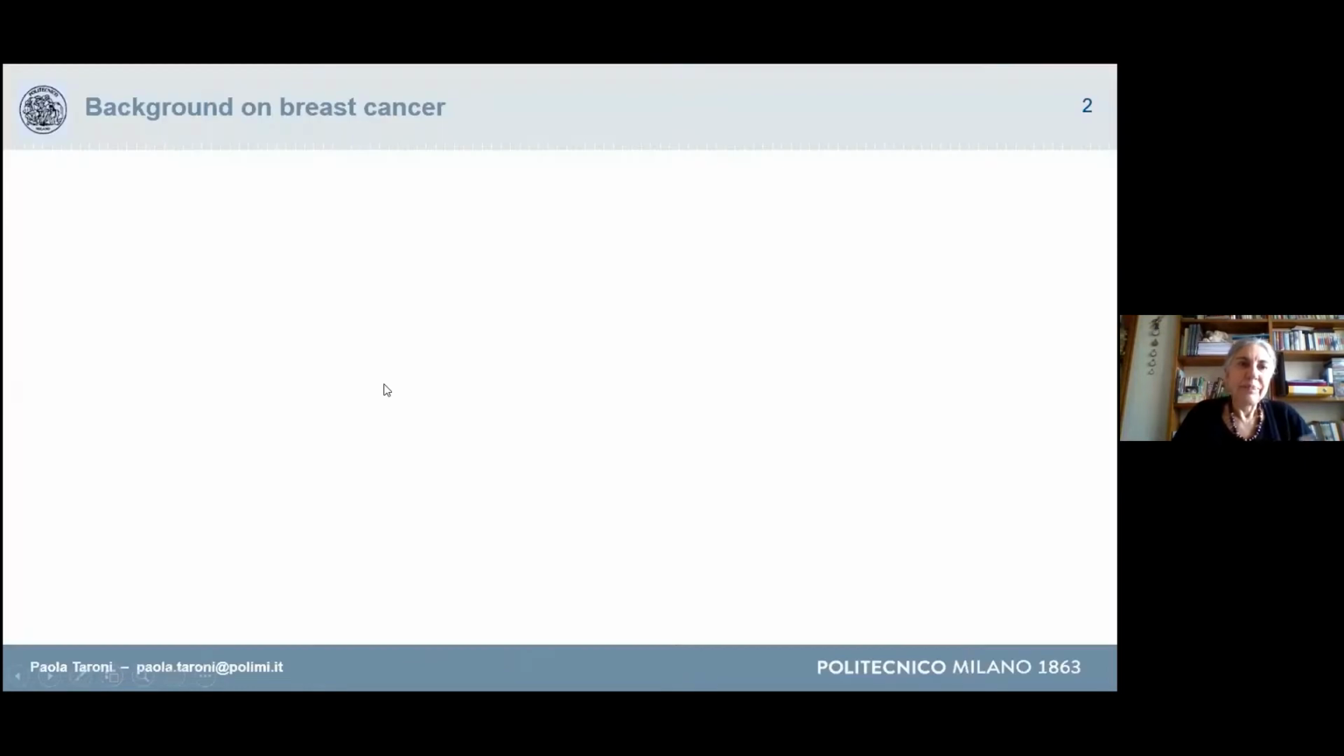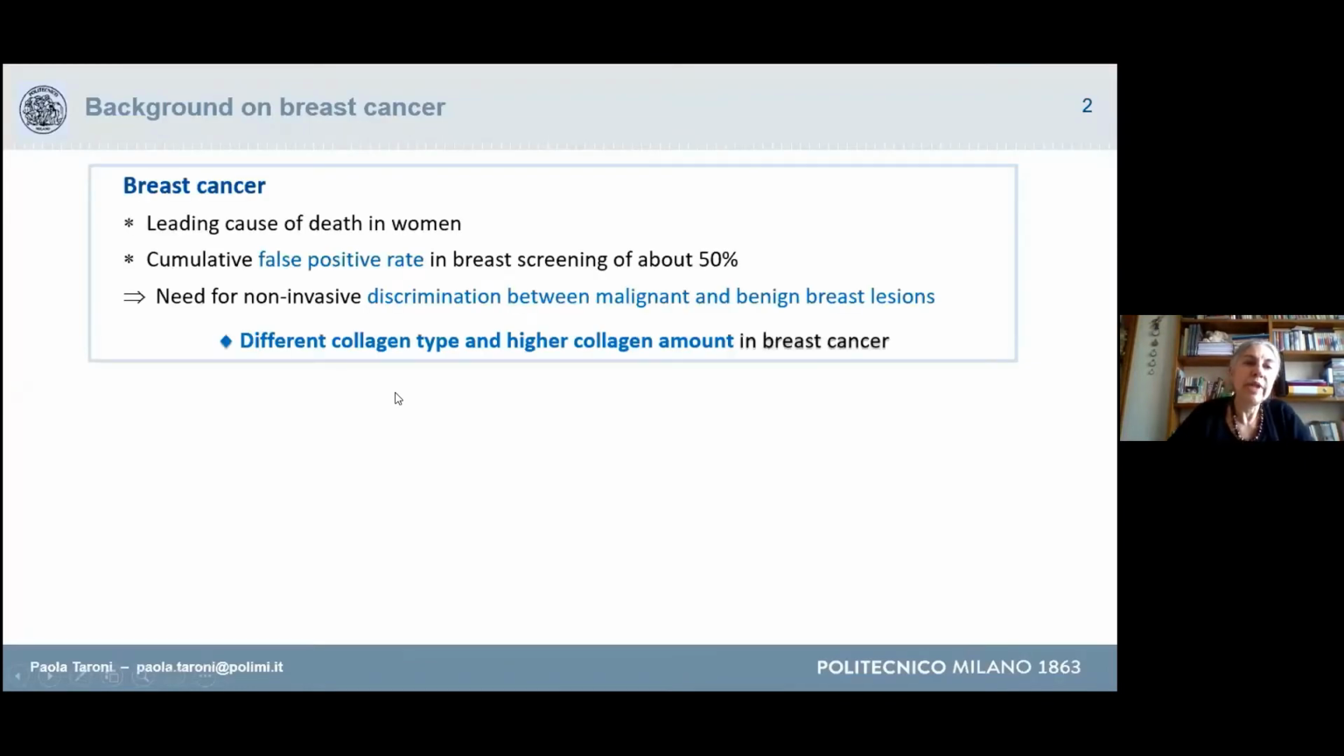I think we all know that breast cancer is the leading cause of death in women, and screening mammography is key to reduce mortality for breast cancer, but it has limitations, and in particular, a high false positive rate. So there is a real need for a non-invasive technique to improve the discrimination between malignant and benign breast lesions.